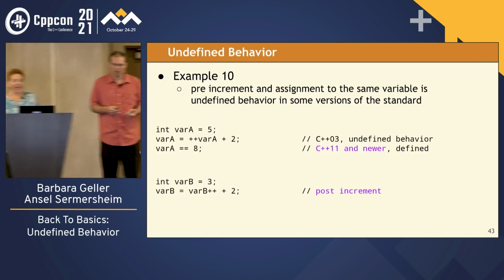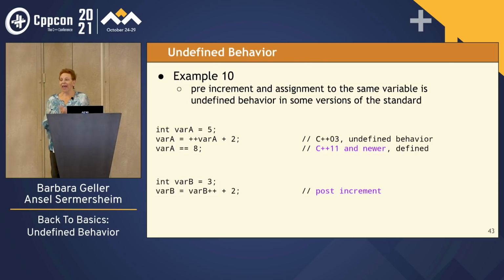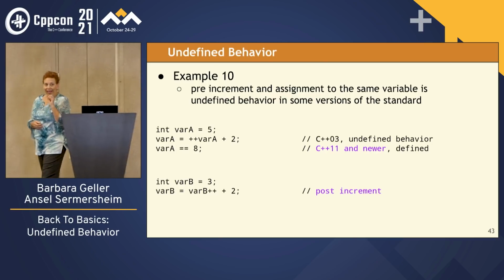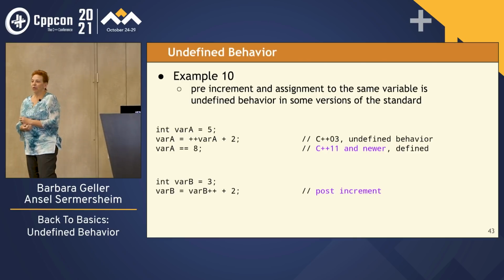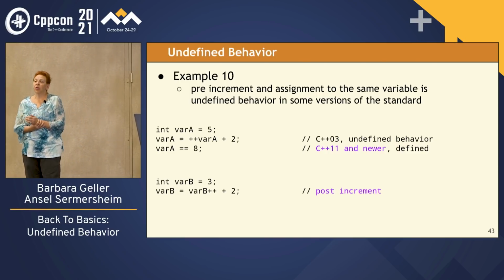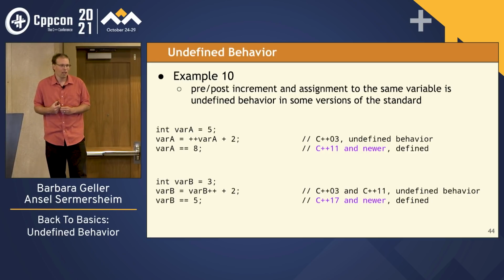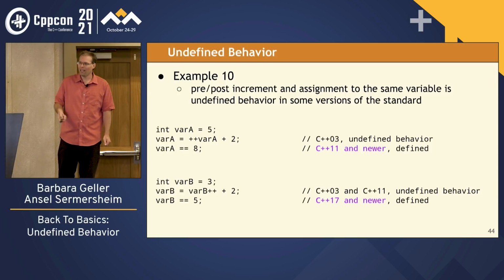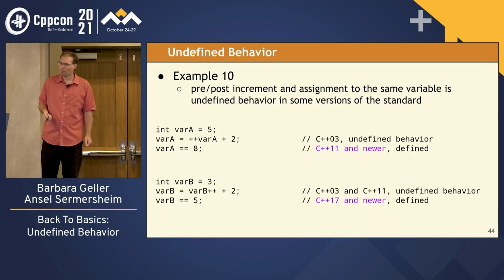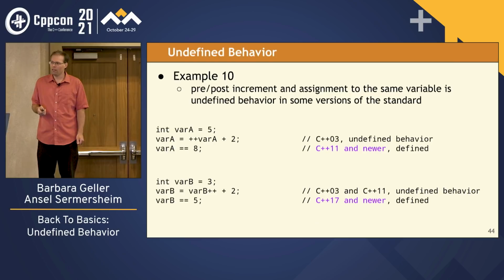The increment happens before the assignment, so you get the answer 8. So the var A is incremented, the addition happens, and then the assignment. In C++11, it has to do with the sequencing and how things can be reordered. Then if we look at the second part of the example, it's again version dependent, but it took them longer to add the rule to the standard that makes this one defined. So this one only became well-defined in C++17. They finally added the rule that says the post increment occurs before the assignment. So you get the result of 5.